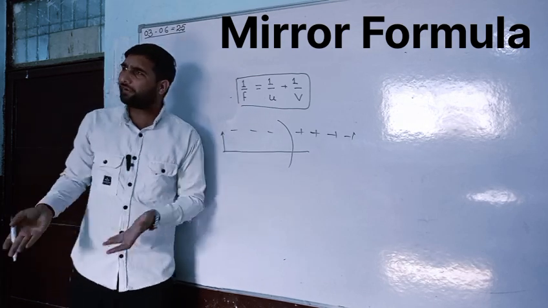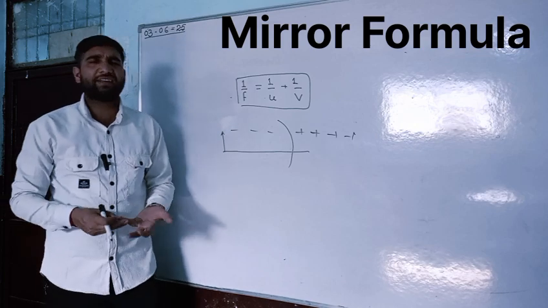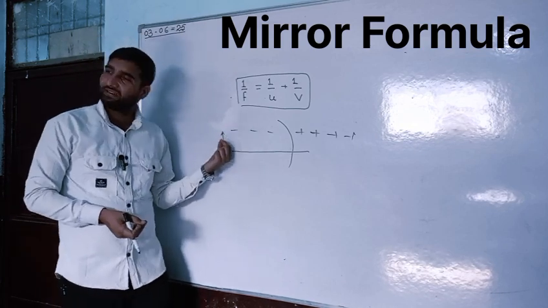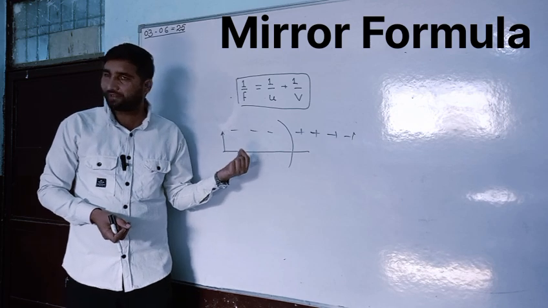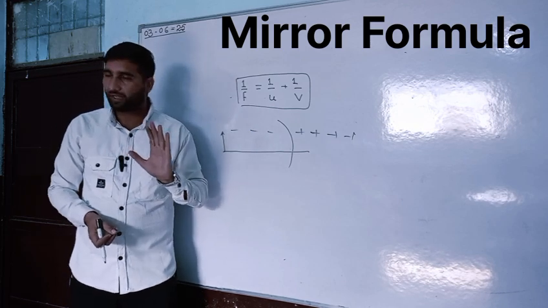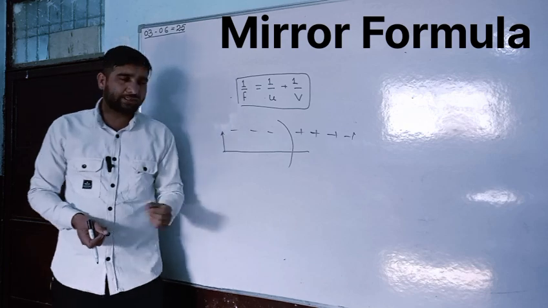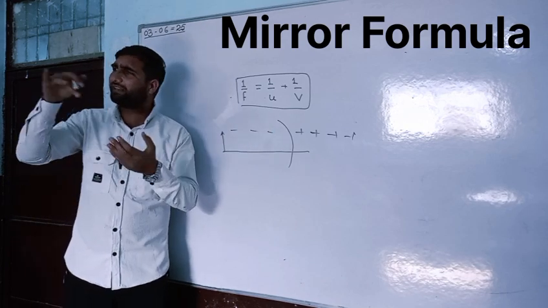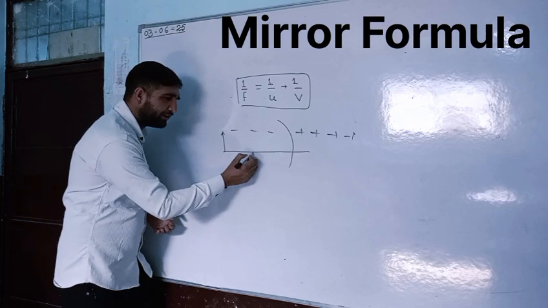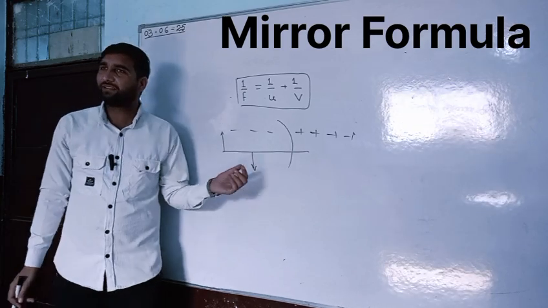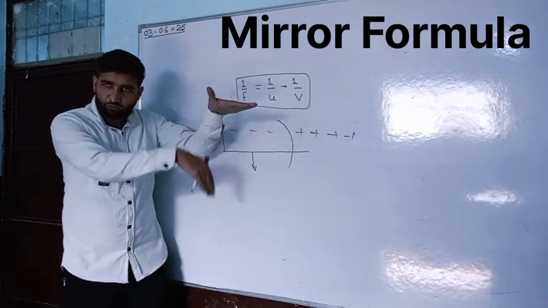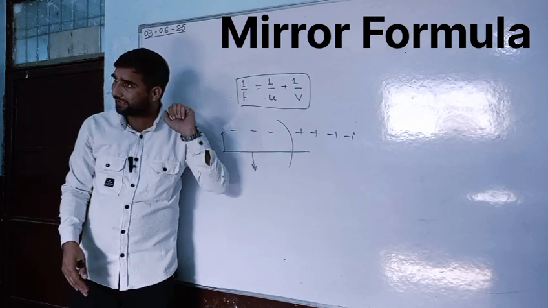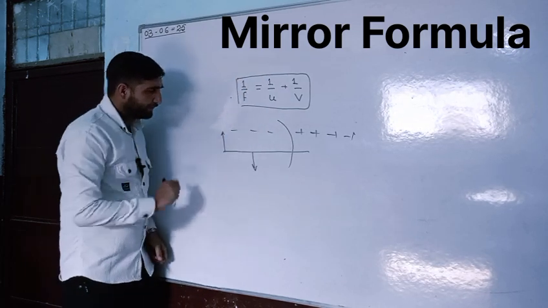The object always remains to the left, whether it is a concave mirror or a convex mirror. So we take u as negative always. And what about v? If the image is formed in the backward direction, the image can be formed inverted. For example, if the image is formed downward, you will always take the distance negative, because all the distances downward of the principal axis are taken as negative according to the sign convention. This will be taken as negative.